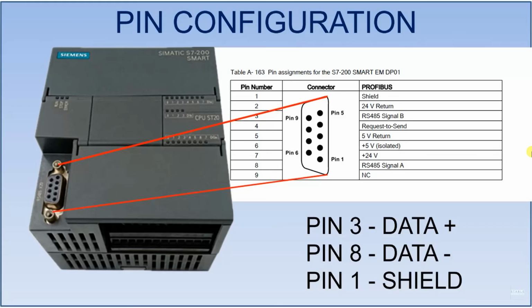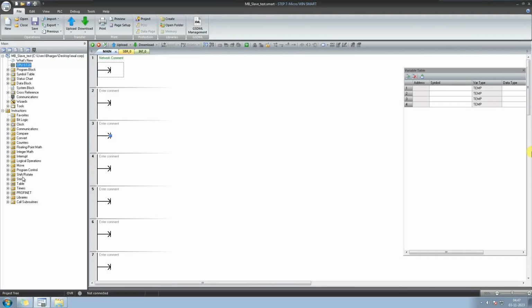The pin configuration for connecting the RS485 cable on the 9-pin connector of the PLC: you need to use pin number 3 and 8 for data and pin number 1 for shield. Let's start configuring the PLC.